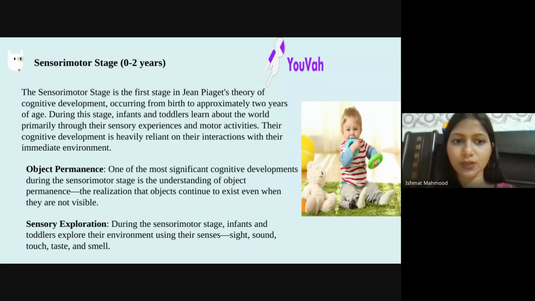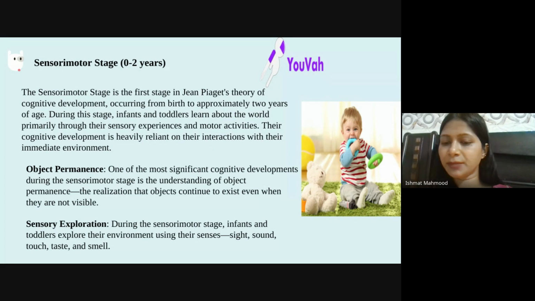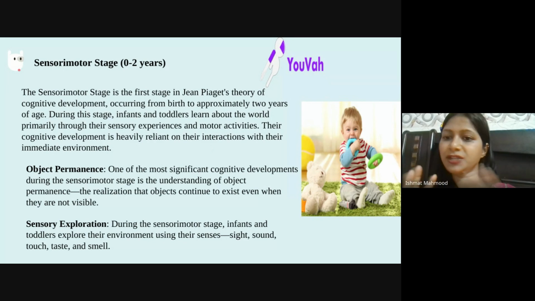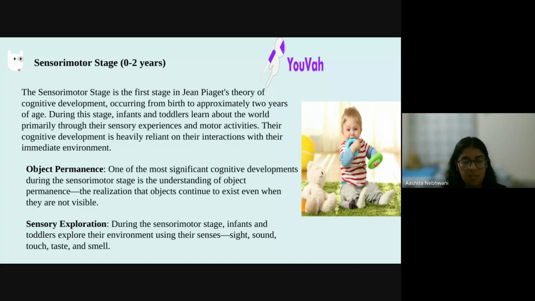So the first one is the sensory motor stage, which begins at the age of 0 to 2. Would any of you like to say what majorly happens with children between 0 to 2 years? Yes, Ashita. During this stage, children mostly experience the world through their senses and they try to interact with objects, and that's how they form their idea of the world.